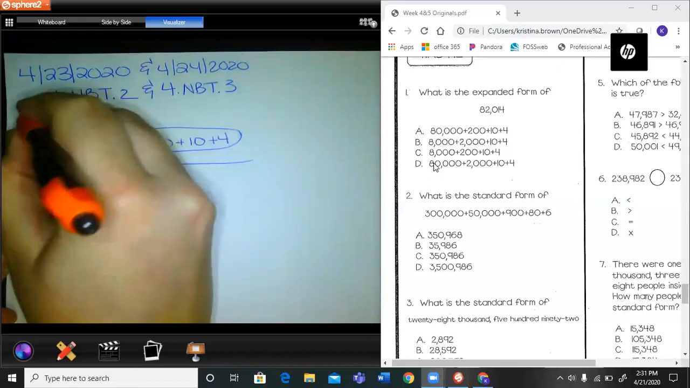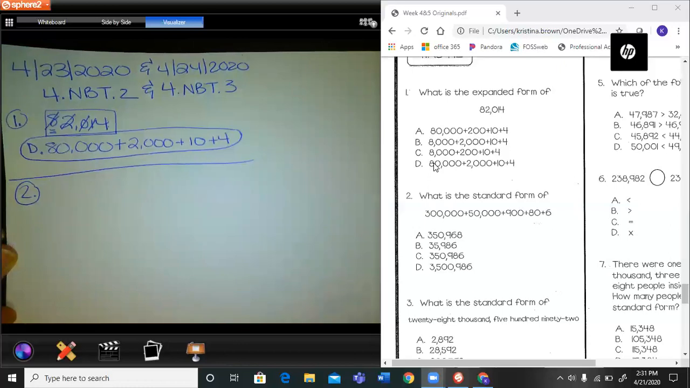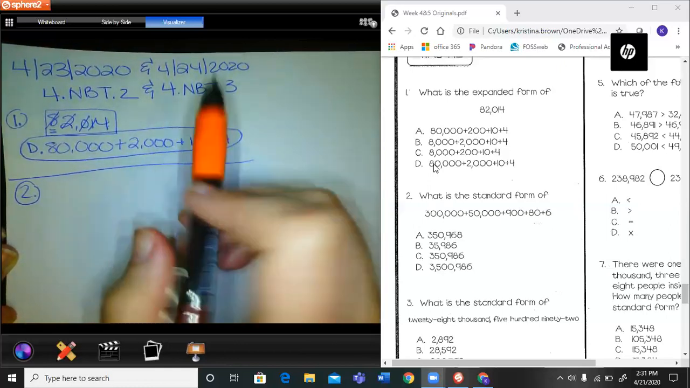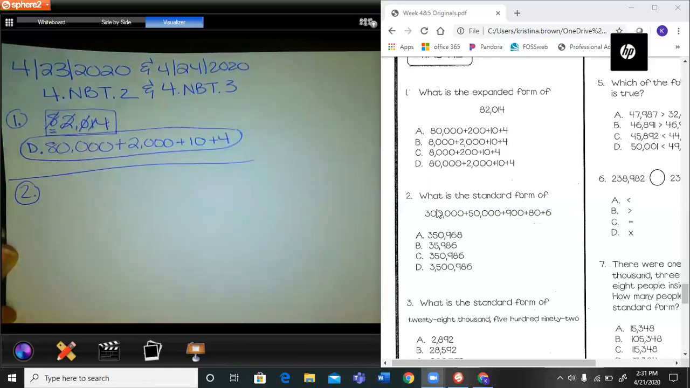Number 2, what is the standard form of 300,000 plus 50,000 plus 900 plus 80 plus 6? So standard form means that they just want it in normal numerical number form. So here you can look at each digit or each number and place the correct number in the right place, or you can actually stack them up and add them all together.